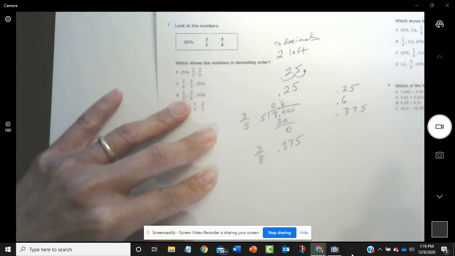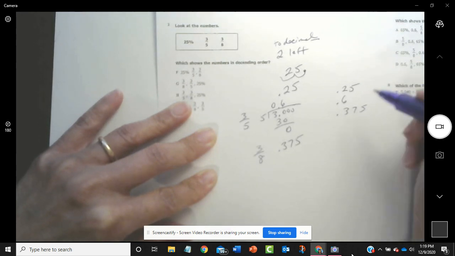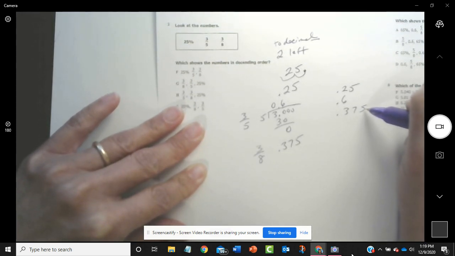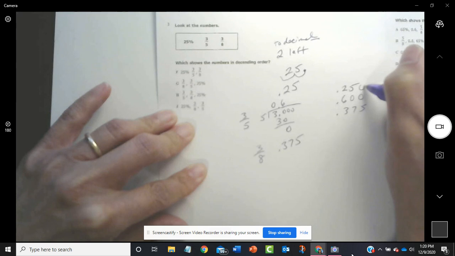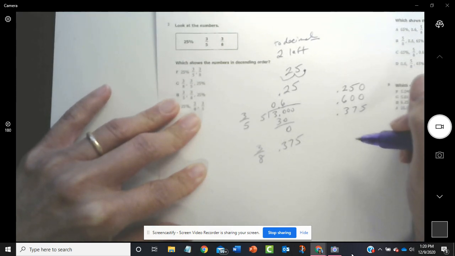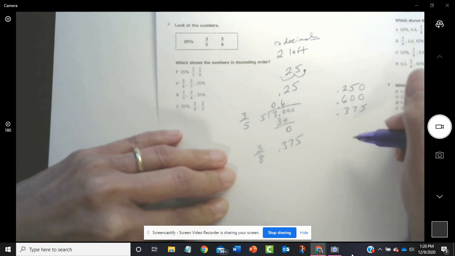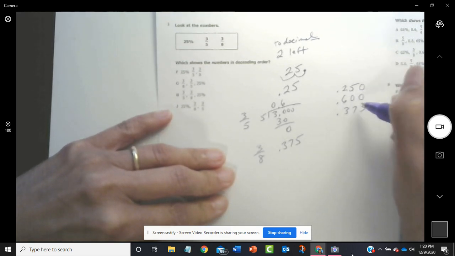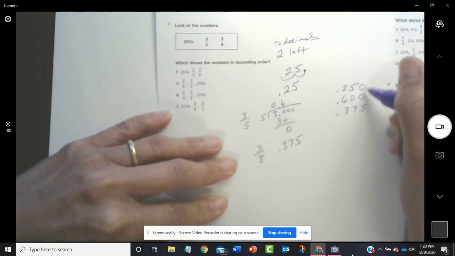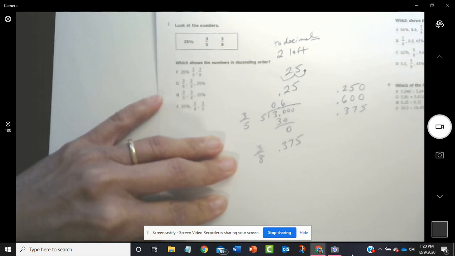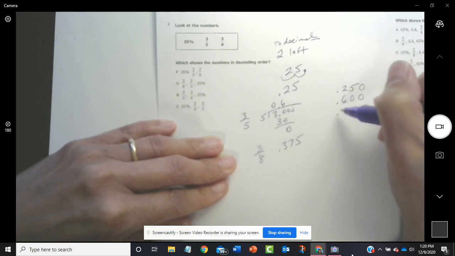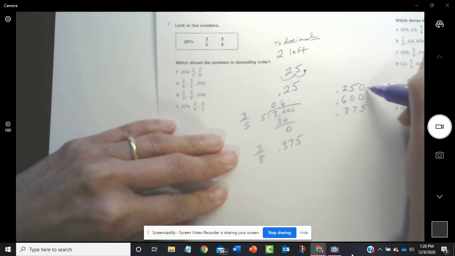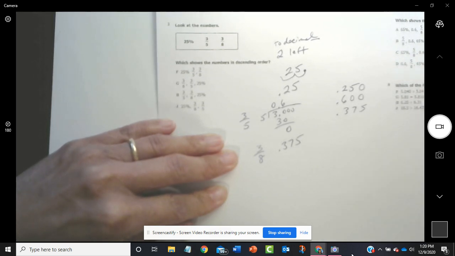Once I have them lined up, I do not want to compare them until I have the same number of decimal places. So this is the most decimal places. I need to include zeros, or I need to include repeating numbers if the decimal happens to be a repeating decimal. So these were terminating decimals, so I included zeros to get it all the way to the third decimal place. Once I have them now all comparing, I can just look at the values as if there is no decimal point. So I can look at this as 250, 600, and 375.